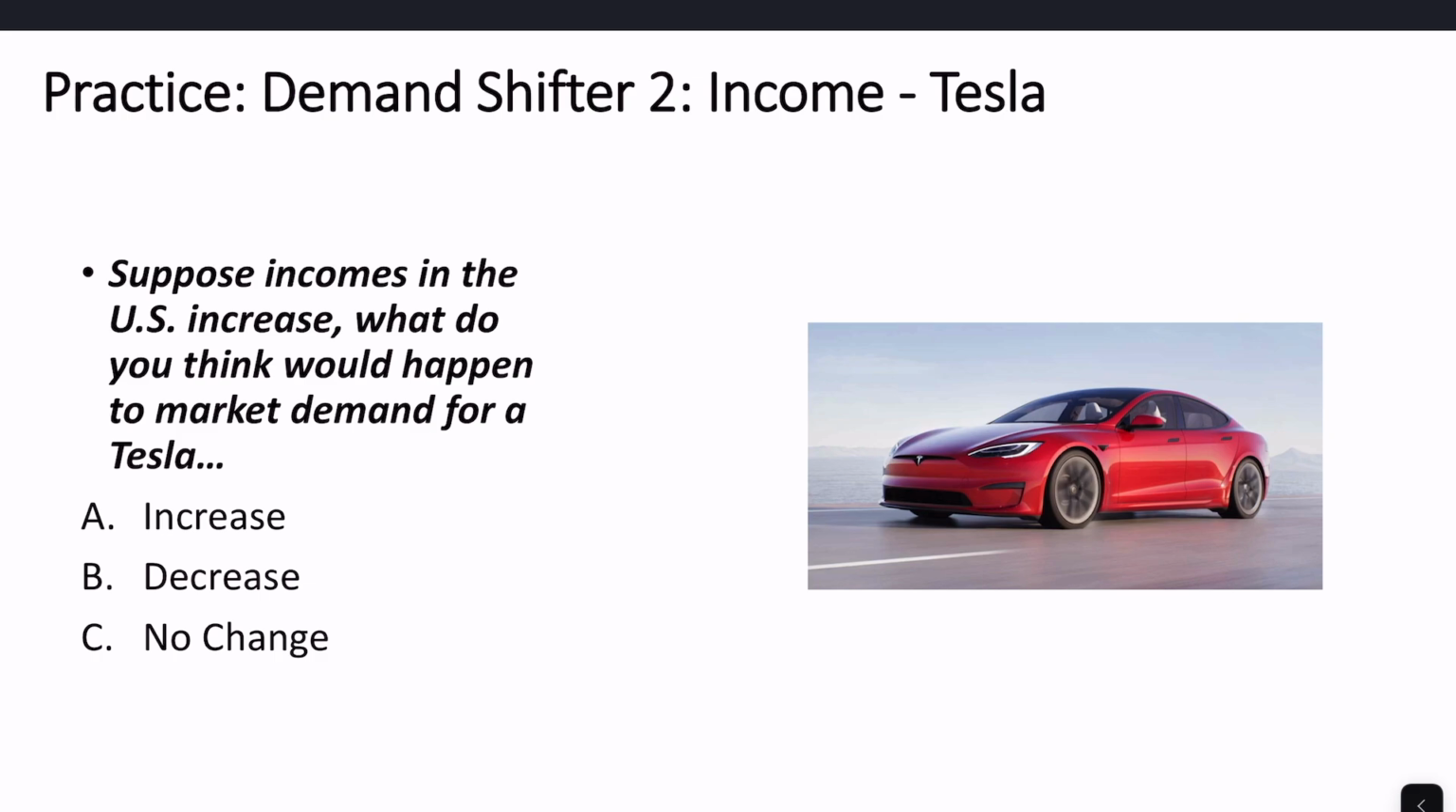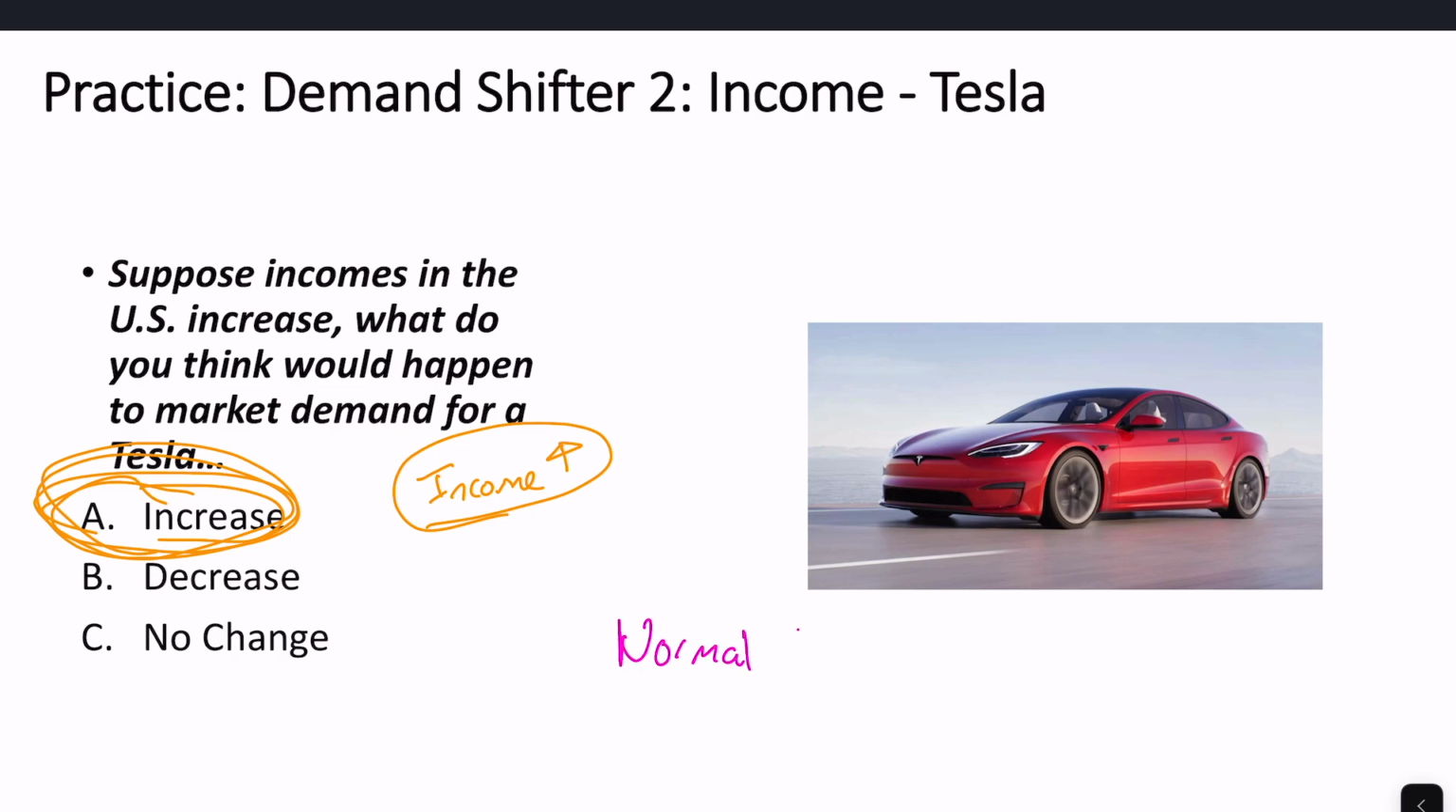The answer to this question depends on a number of things. How do people respond when their income goes up? Right? If their incomes go up and they want to buy more Teslas, then you'd have the answer A. If someone's income goes up and they want to buy fewer Teslas, then you'd have answer B. And actually, I think in the data, when people's incomes go up, they're going to buy more Teslas, so A, increase. And so this is an example of what we call a normal good.